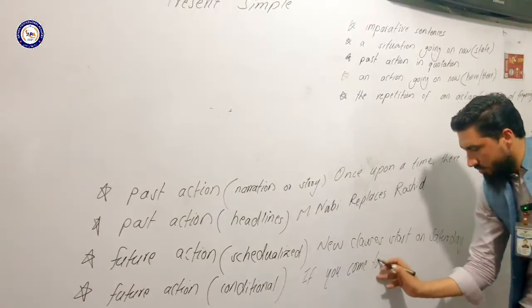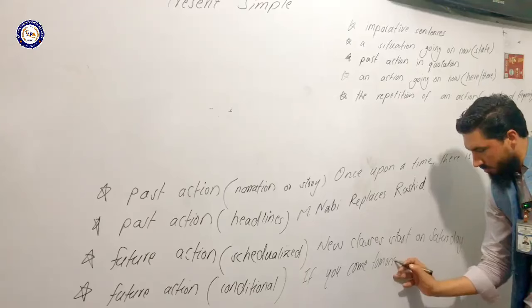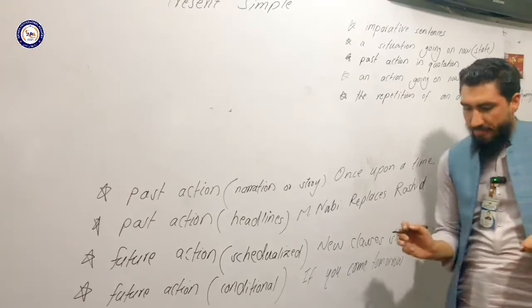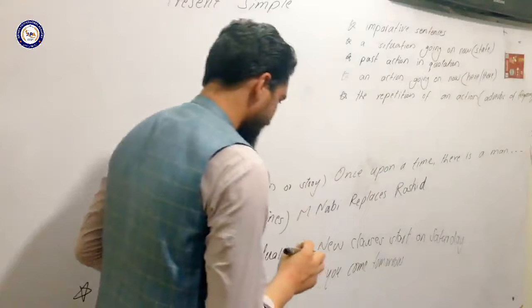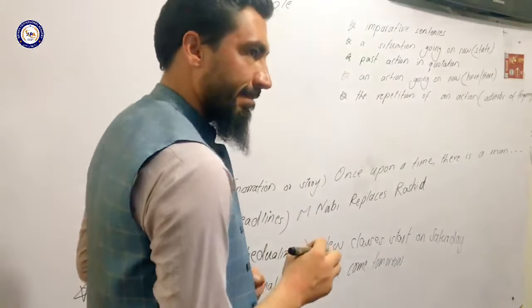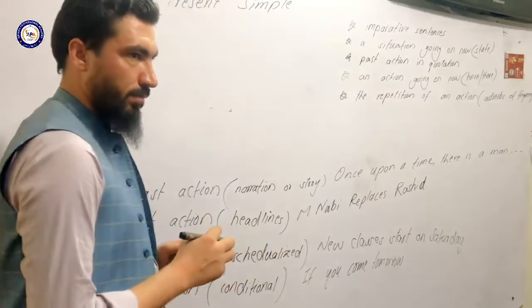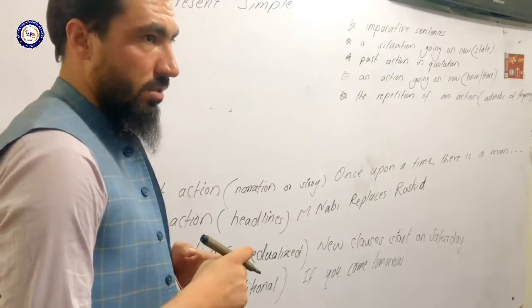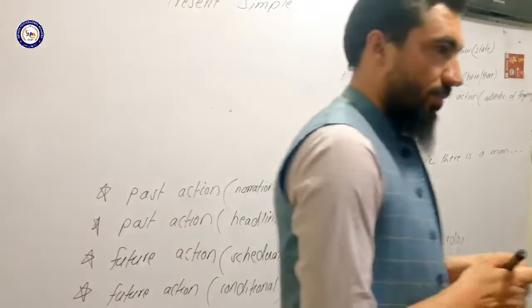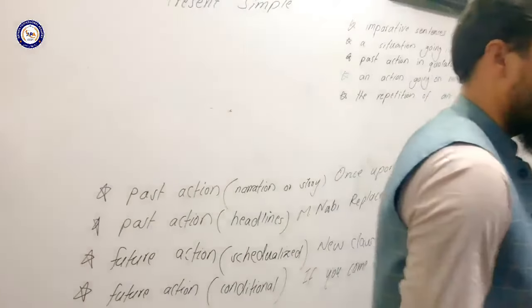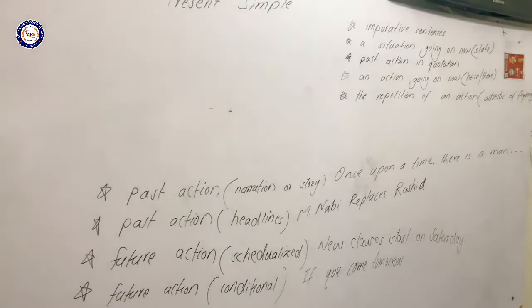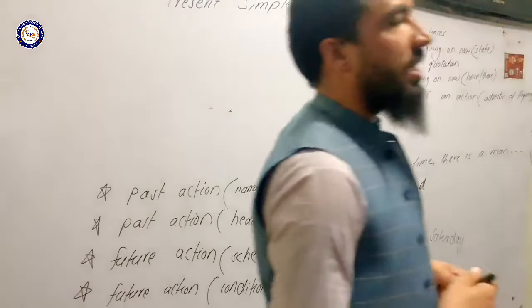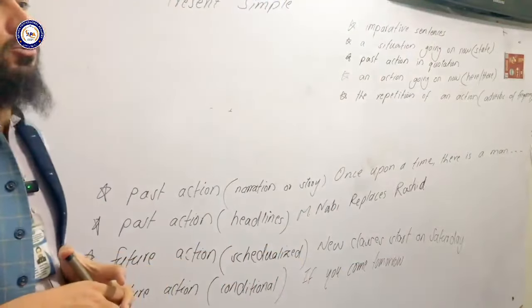But we have another type of future action. When we use "to" plus verb infinitive, it also shows future action. Like "The minister to resign from his post." You use it in headlines, when we bring it in a newspaper. To plus verb infinitive, in headlines.